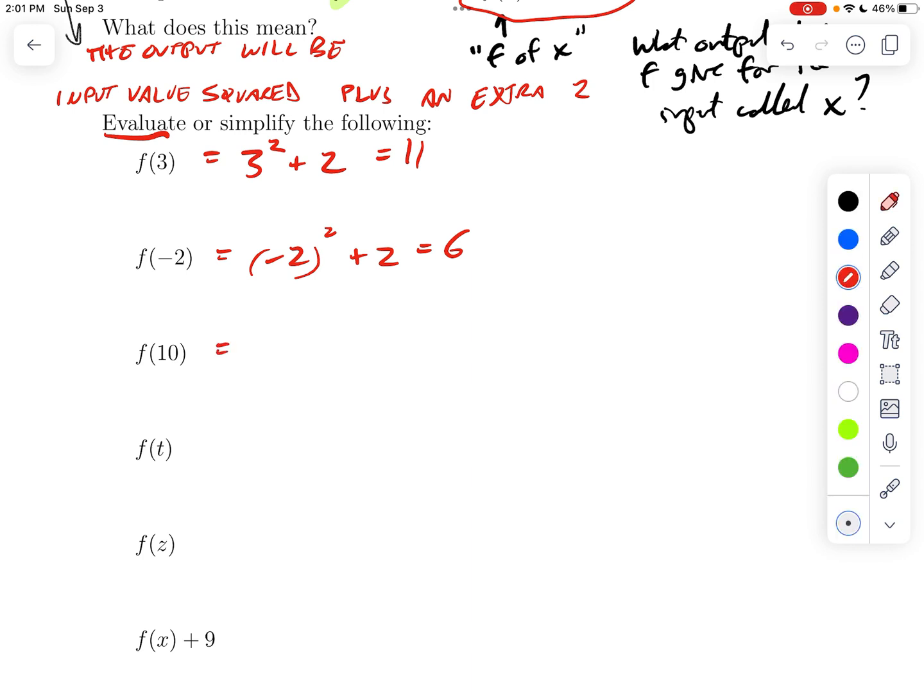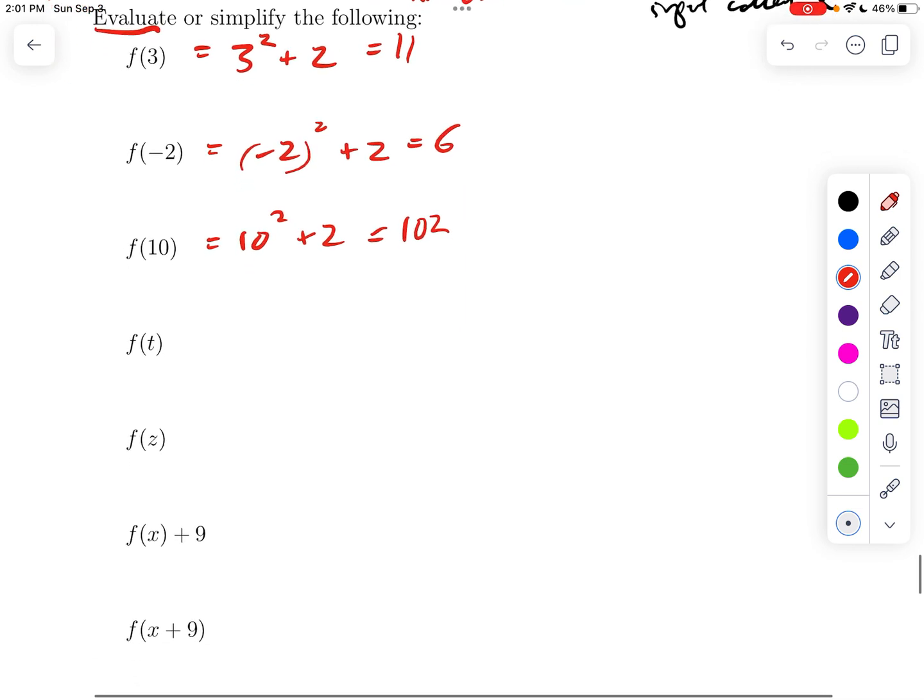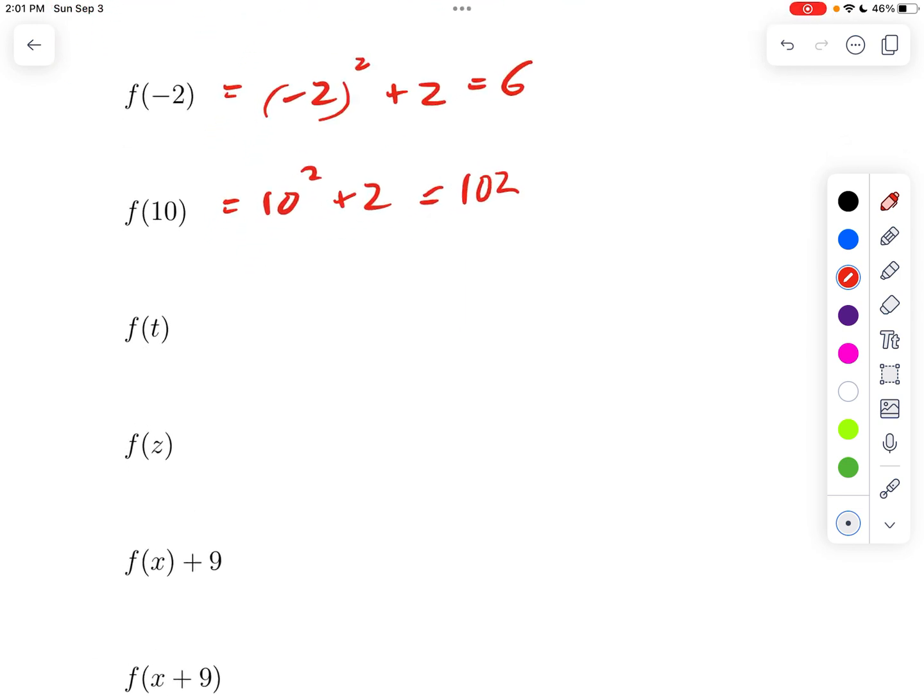All right, I hope you've unpaused. Square the input and add 2. We get 102. Now for the rest of these, we don't have specific numbers. We have unknowns, but we'll try to simplify them.